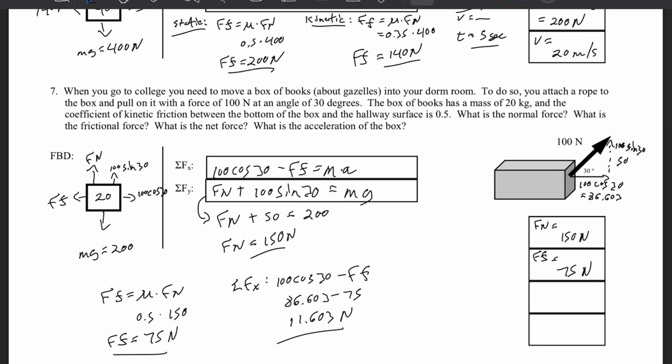What is the acceleration of the box? Well, the net force is equal to mass times acceleration. So let's take the work we just did and set it equal to mass times acceleration. Now that we know what the left side is equal to, we can set it equal to mass times acceleration, divide the mass to the other side, and then we have the acceleration. Mass is 20, so just divide 11.603 by 20, and when you do, I get 0.580 meters per second squared as my acceleration.